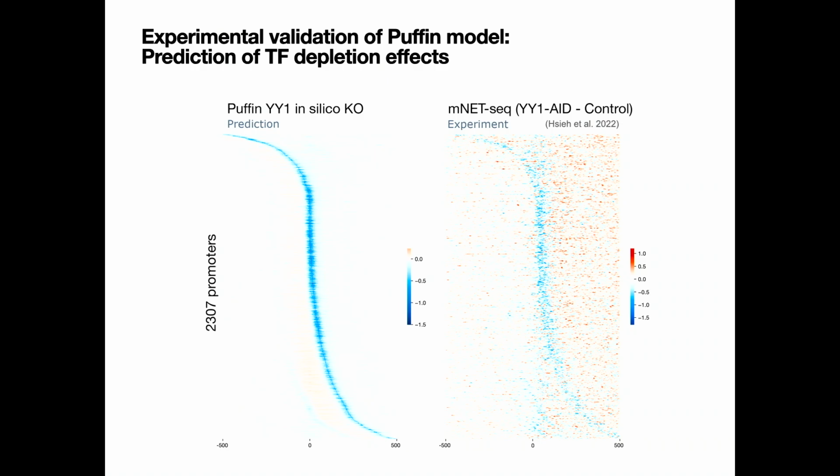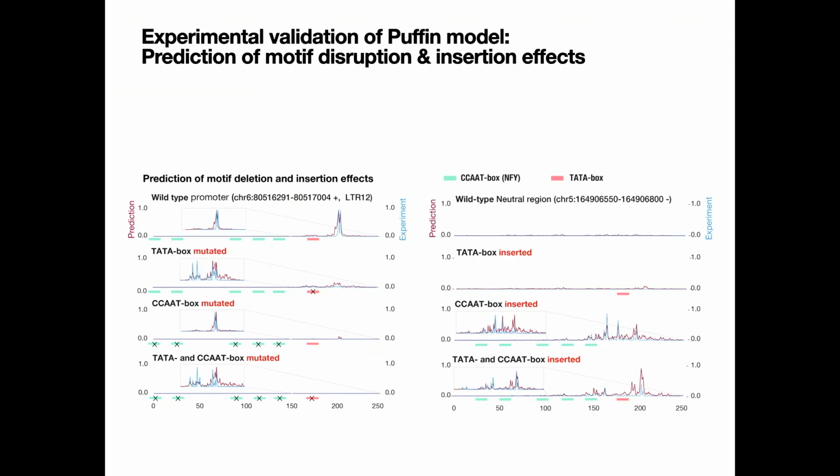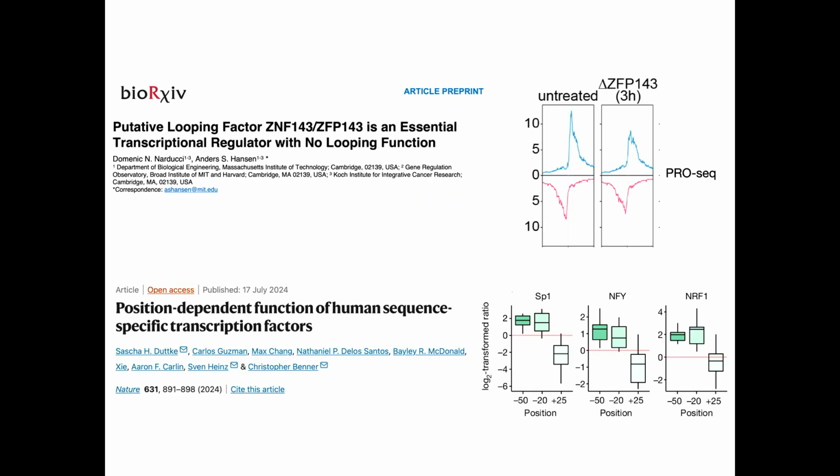Right? So this effect was actually not originally reported in this paper, but when we were digging into the dataset, we found that there actually is an effect of YY1 knockdown, YY1 depletion, on the transcription initiation. So we can also test it by mutating motifs. I'm not going to go too deep into this, but just show that the model can also reproduce the experimental effect of inserting and deleting those transcription factor motifs.